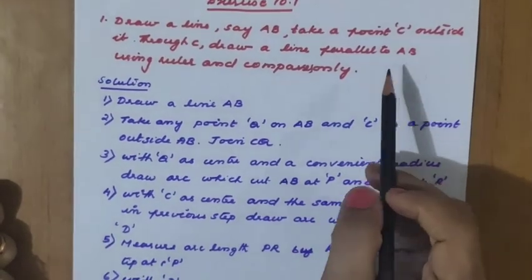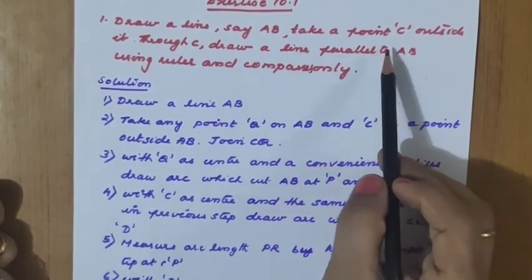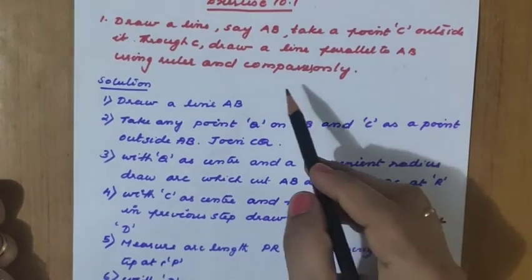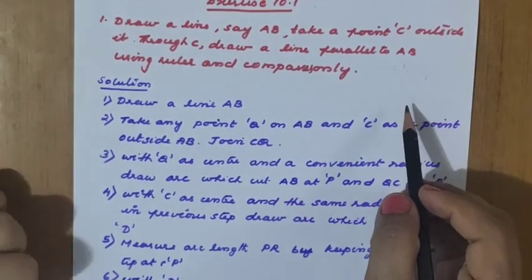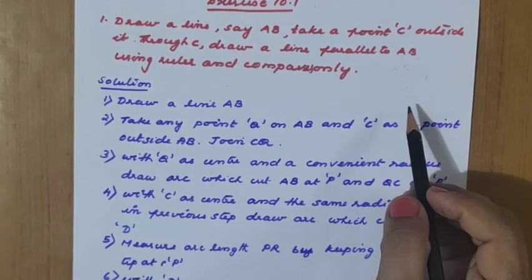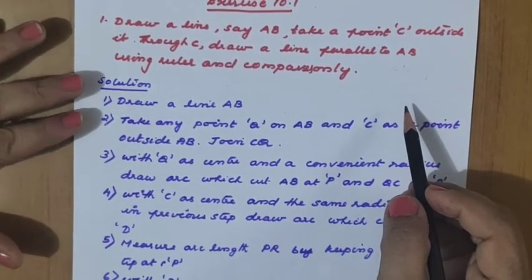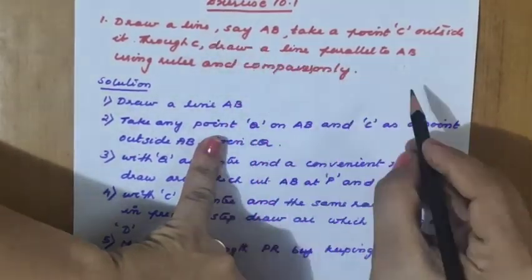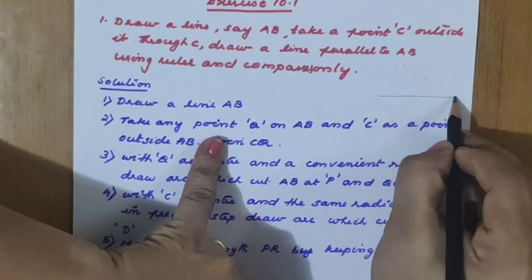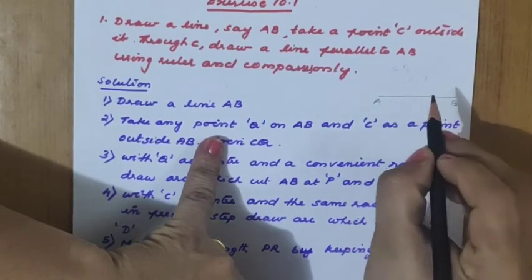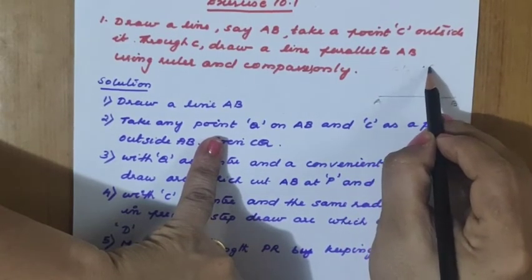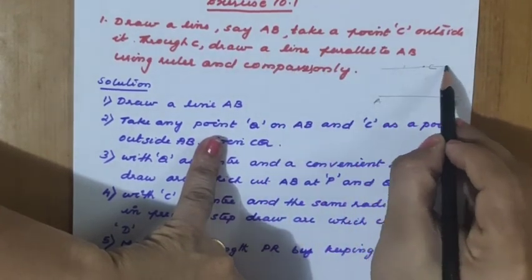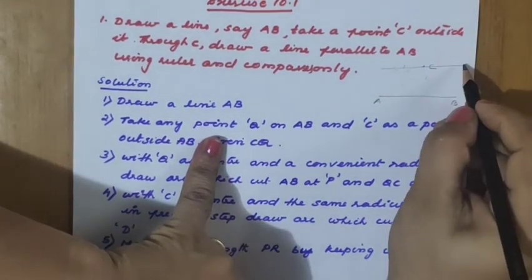Exercise 10.1, first question. Draw a line, say AB, take a point C outside it. Through C, draw a line parallel to AB using ruler and compass only. So the same procedure we have learned in the theory part, the same thing we are going to do here. So first make the question clear. Draw a line, say AB. So AB is the line. Take a point C outside it. Draw a line through C parallel to AB. So this is the concept of the question.